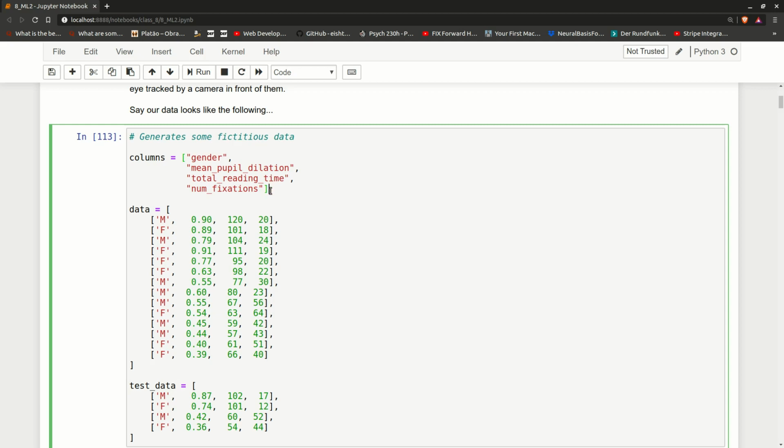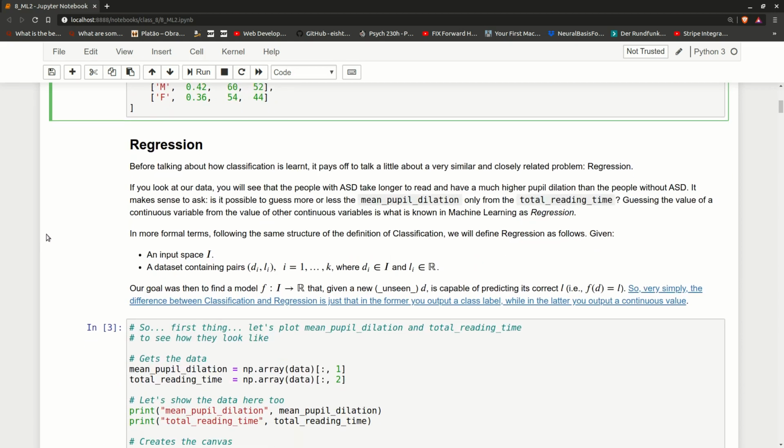Okay, given this disclaimer, the idea here is that there are some people who are male, and some people who are female. We're going to play a little with classification soon. But first, we are going to look at the 2 middle columns. What we are going to do is try to guess the total reading time given the mean pupil dilation. And this is the task of regression.